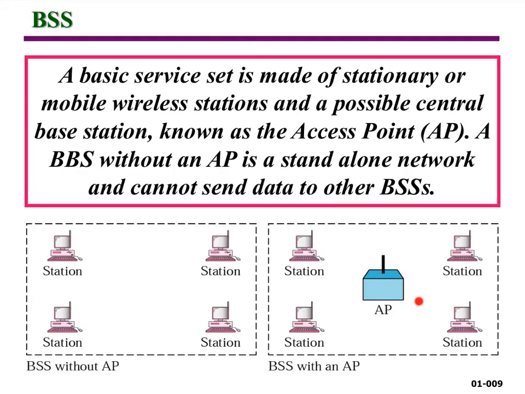So these are the two types. You have the infrastructure mode and the infrastructure-less mode, where you don't have any access points. The basic service set is made of stationary or mobile wireless nodes or wireless stations, and a possible centralized station called an access point. And a basic service set without an access point is the standalone network, or ad hoc network, or infrastructureless network. All these names refer to the same thing.